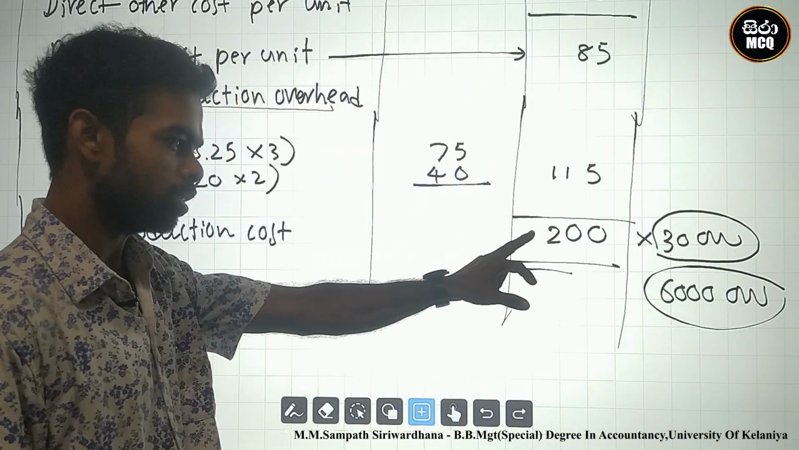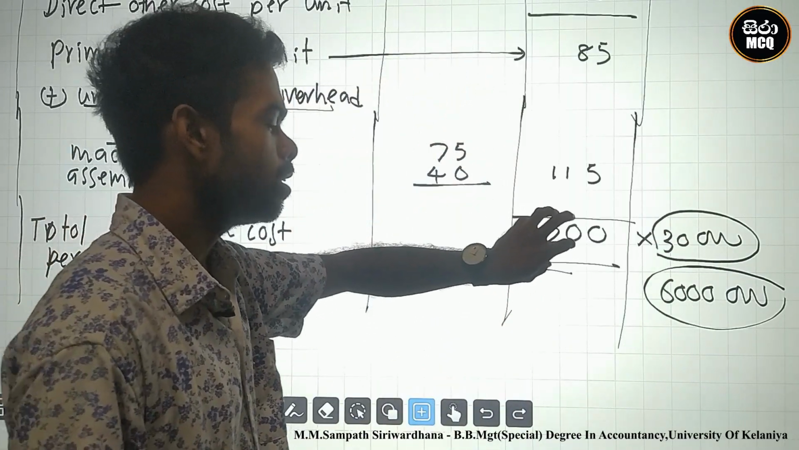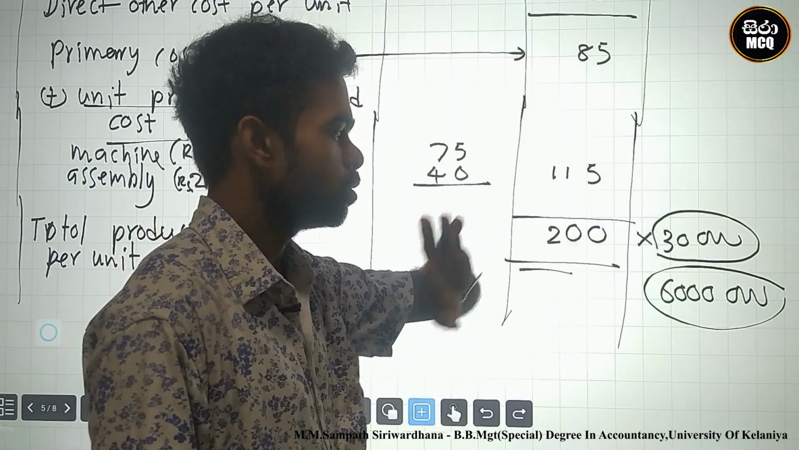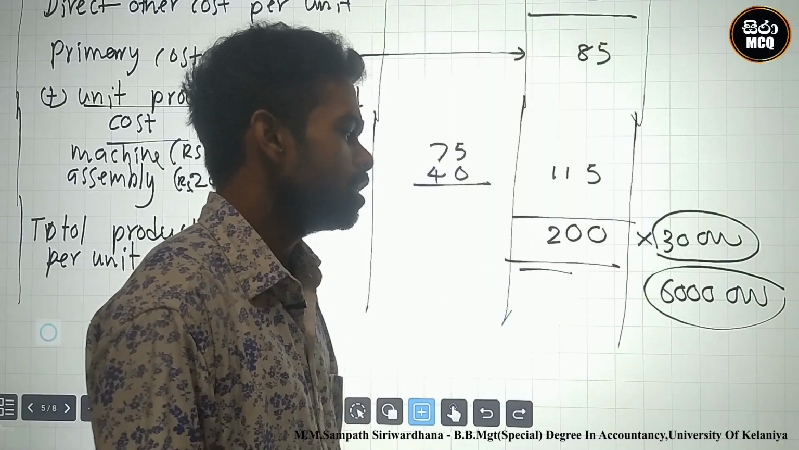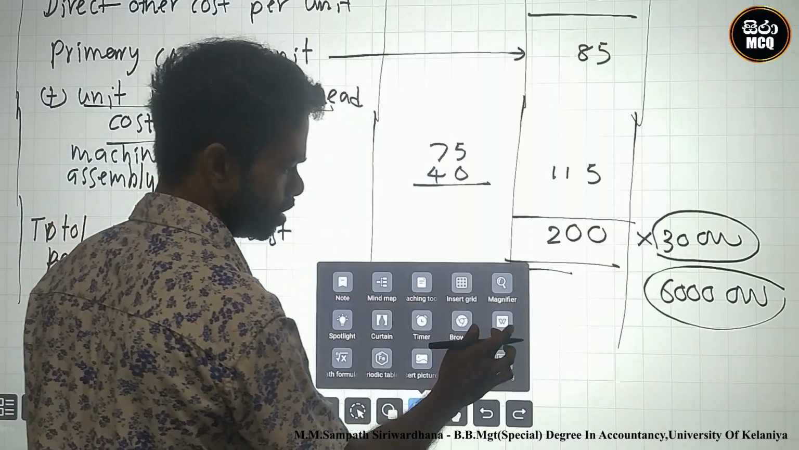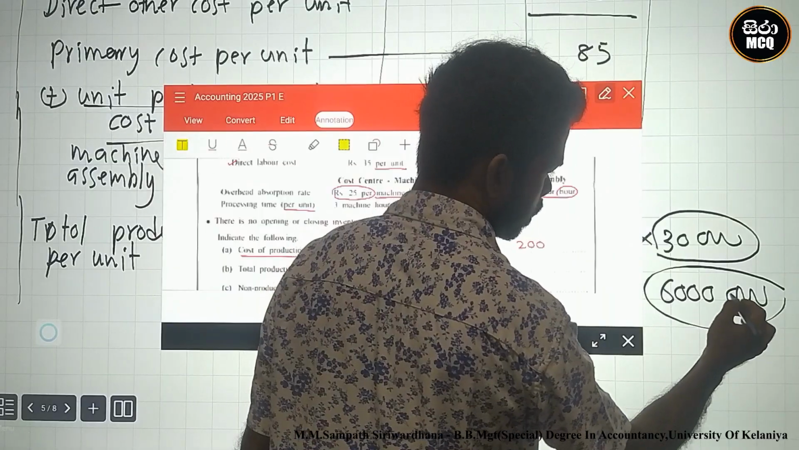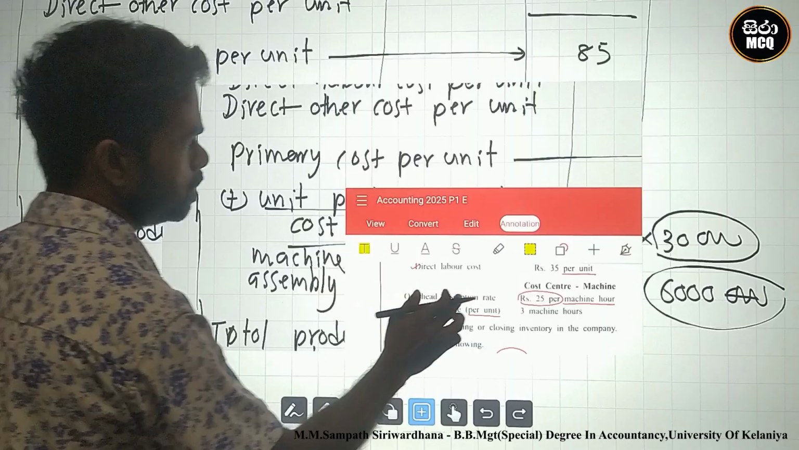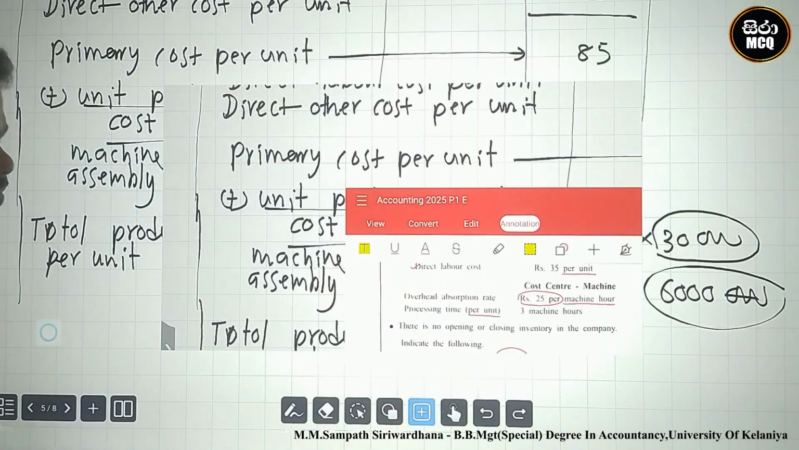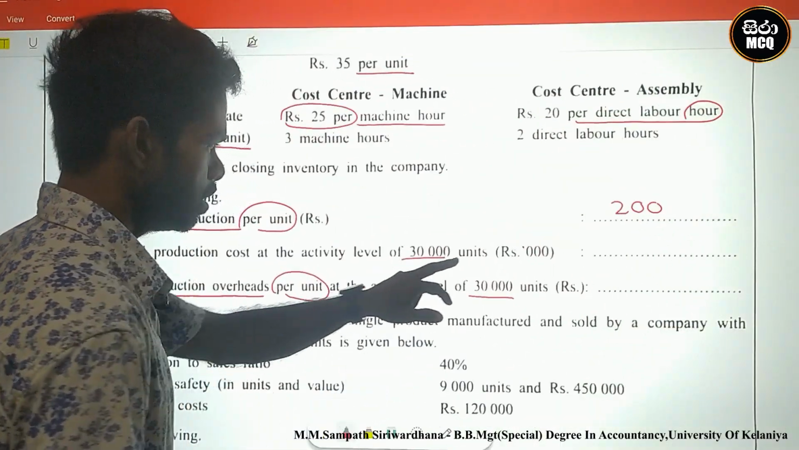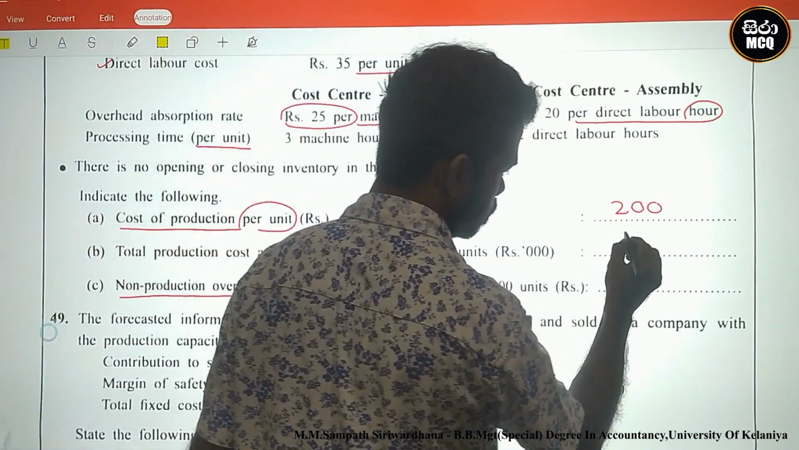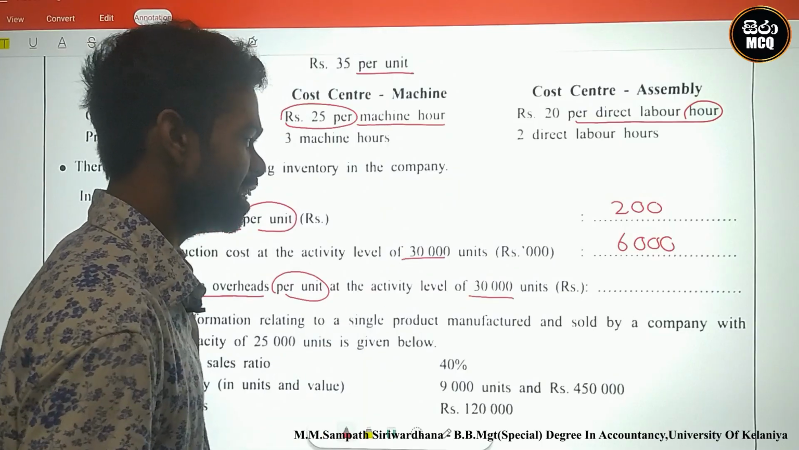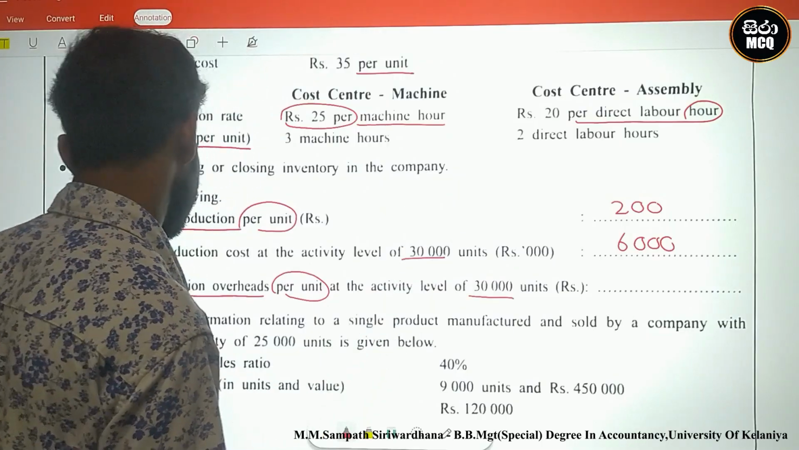Okay, one production cost per unit is 200. For 30,000 units I multiplied this, and it is 6 million. Okay, this is in thousands. No, 1,000 we can identify. This is the requirement, 1,000. Look here, the requirement is 1,000. Therefore I can use the 1,000, cut the 3 zeros. Therefore we can identify 6,000.